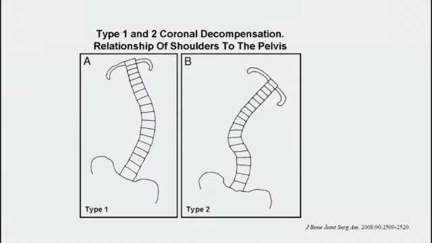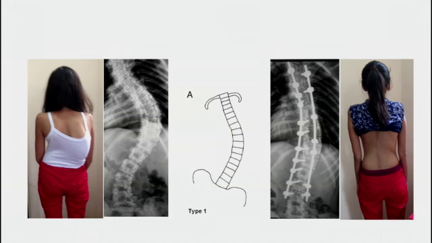So coming to the surgical part, to simplify this, there are two types of coronal decompensation. The first type is where the shoulder is elevated and the apex of the deformity is on the same side. This is an example of a patient like that, where the shoulder is elevated on the same side, there is the thoracic apex, and this is a straightforward patient to treat because you just have to deal with the convex-sided curve and reduce it.